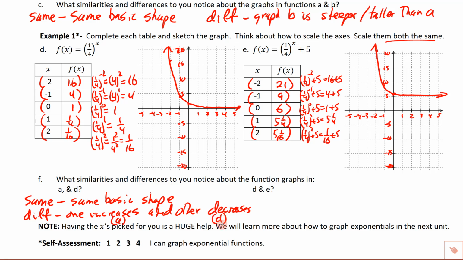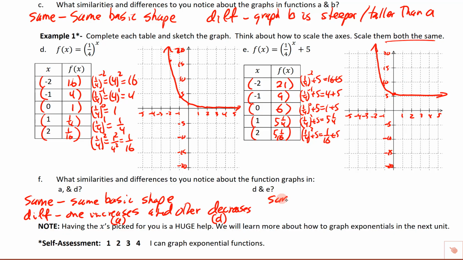Okay, and then let's take a look at D and E. It asks us to make a comparison between the two of these. So this one right here, it goes down from left to right. It's decreasing like we had before. And then remember, we took those same function values, and all we did is we added 5 to every single one of those. So this has the same shape. The only difference is it's been moved up 5 units. So we kind of slid that upward.